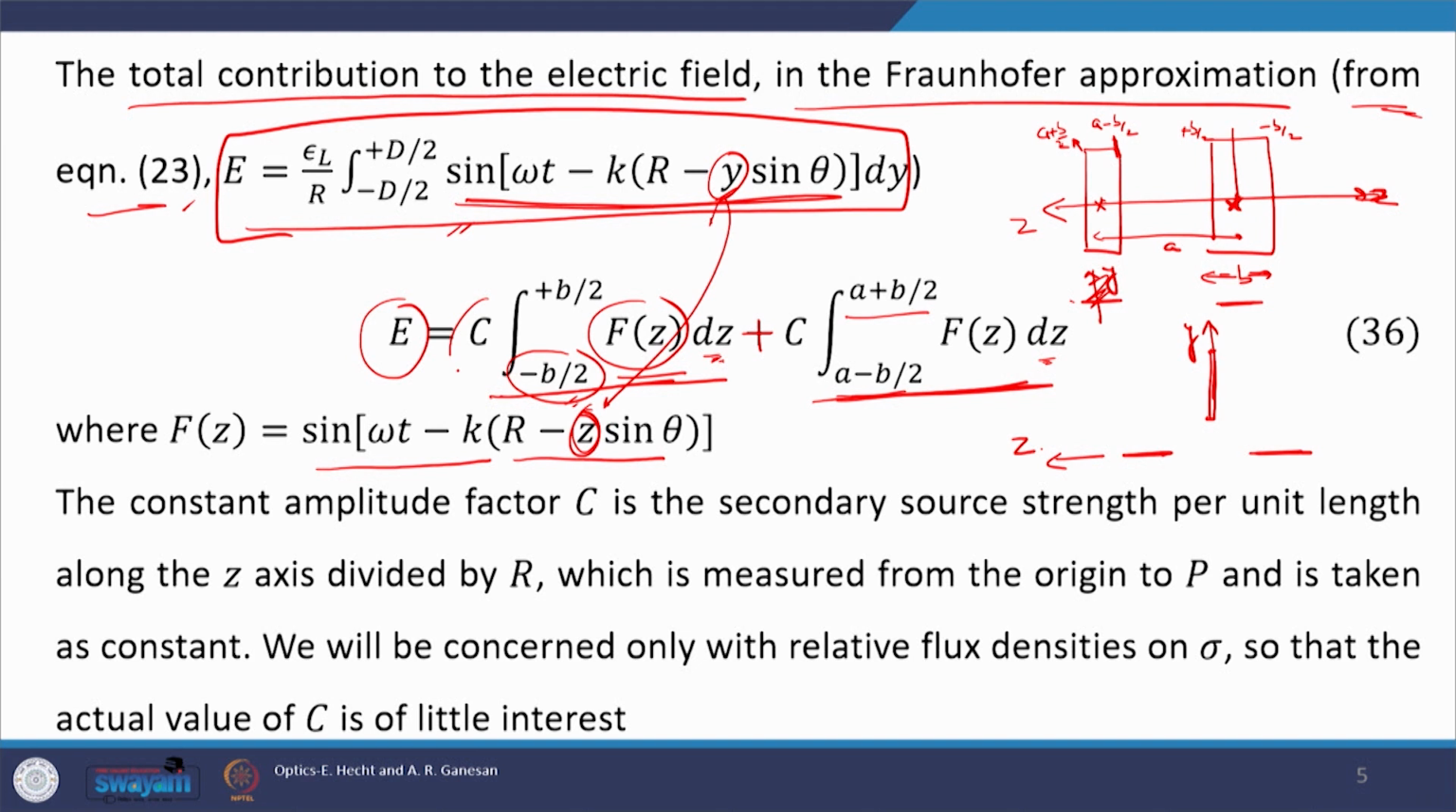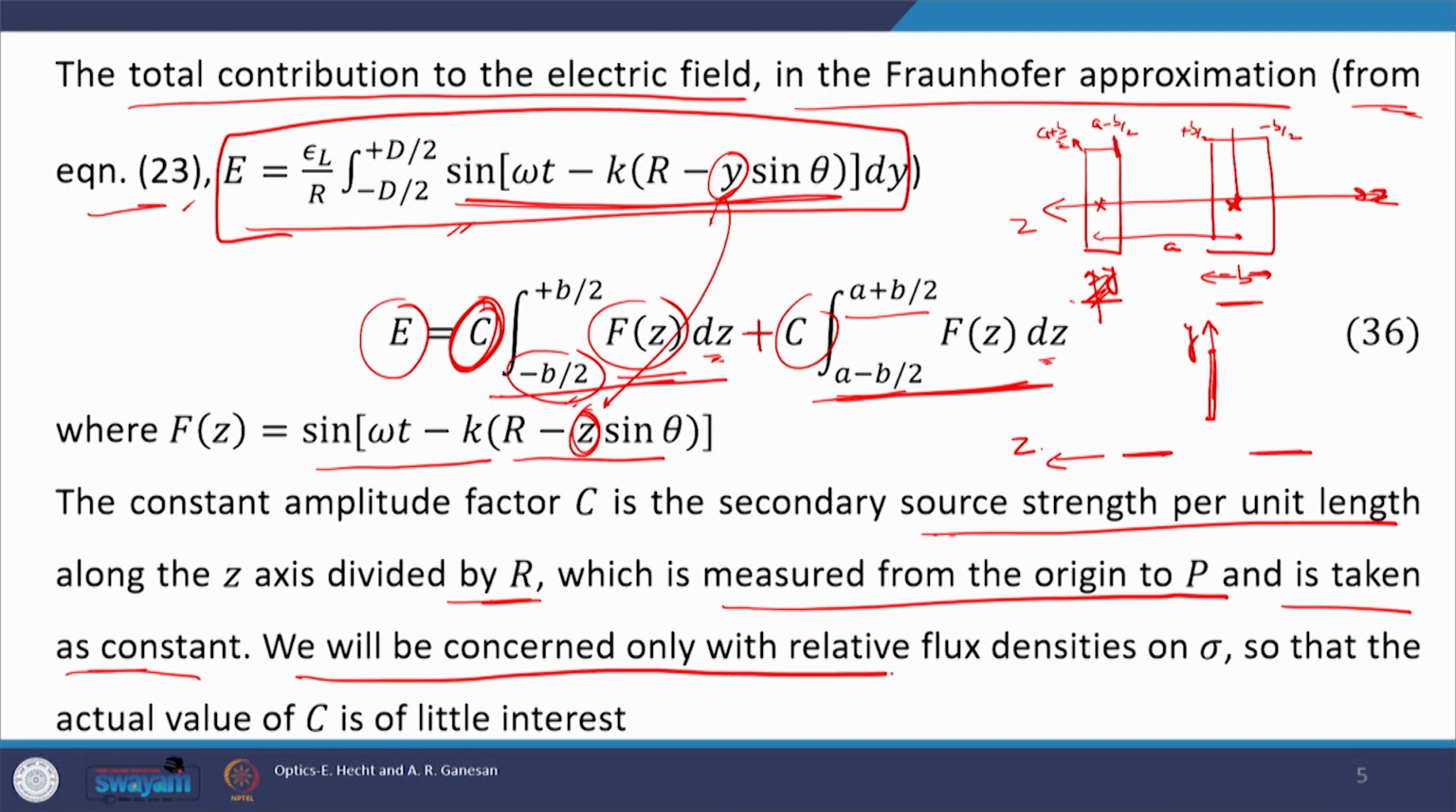There is a constant c appearing here. This represents the source strength per unit length along the z axis, which is divided by r, of course. And what is r? R is measured from the origin to P, the point where the observation is being done. We will be concerned only with the relative flux density on sigma. We will not pay our attention to c, because the actual value of c is of little interest. Once the relative value is considered, we will have c both in the numerator and denominator, and it will go away.